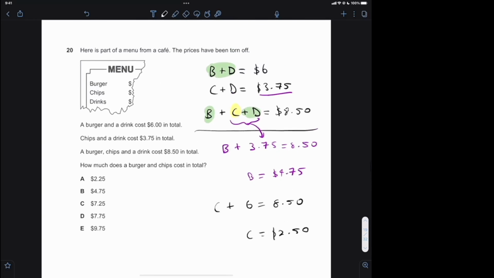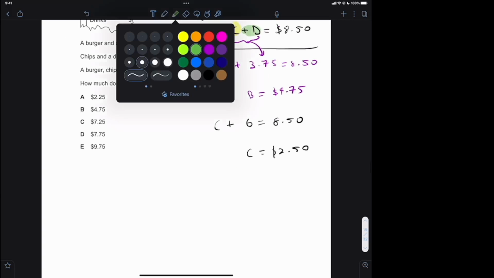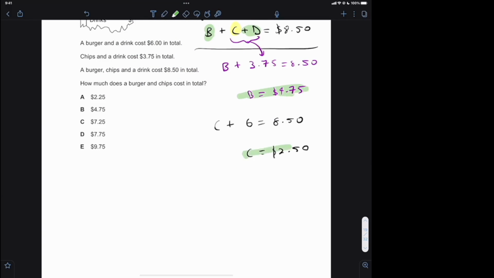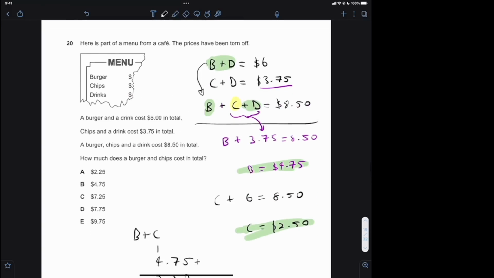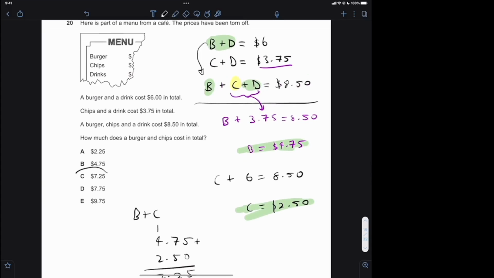So just make sure you use your combinations to almost substitute them in. If burger and drink is $6, then burger, drink, and chips being $8.50 means that chips have to be $2.50. We can see the burger is $4.75 and the chips are $2.50. So let's find the burger and chips in total. We get $4.75 plus $2.50. Let's add these up. We get $7.25. So the answer to question 20 is going to be option C, $7.25.